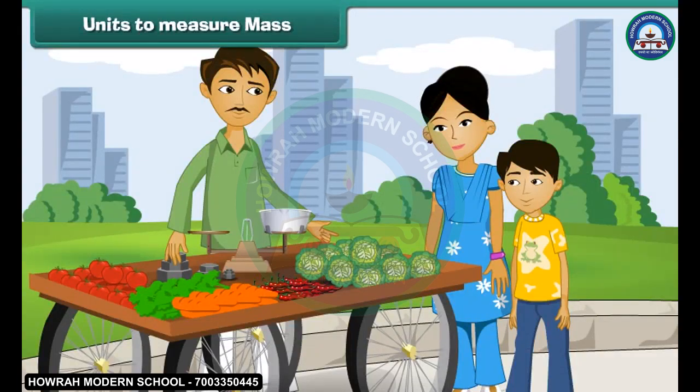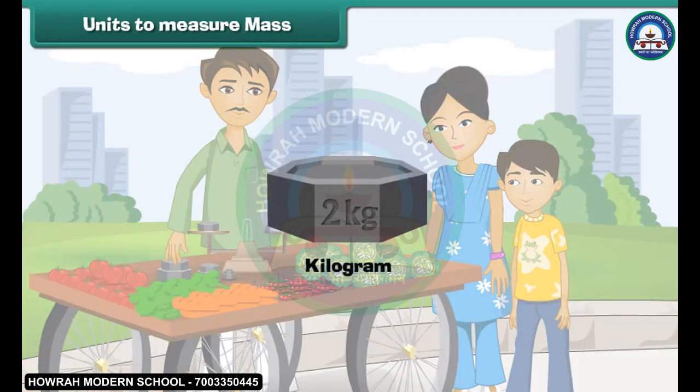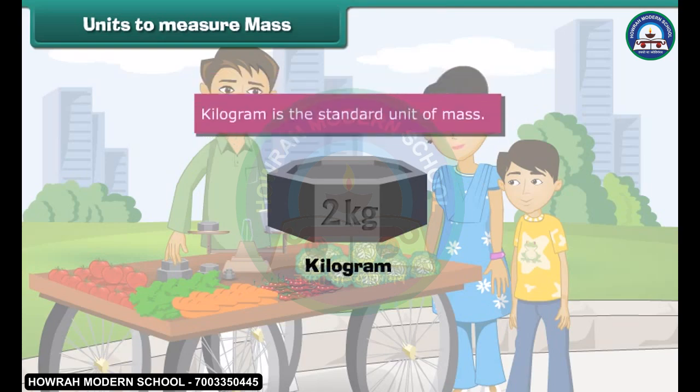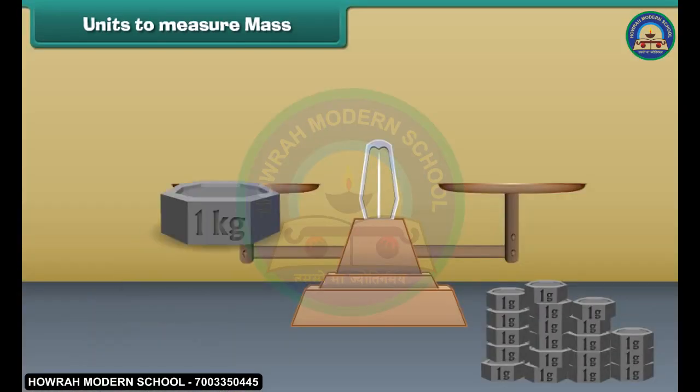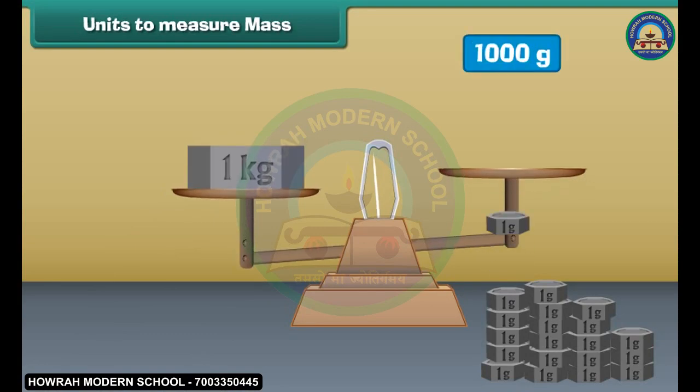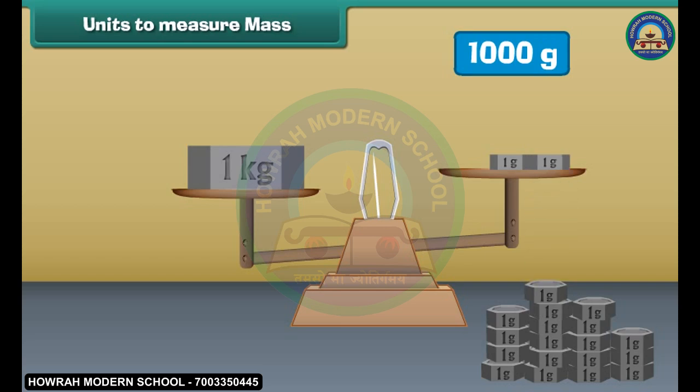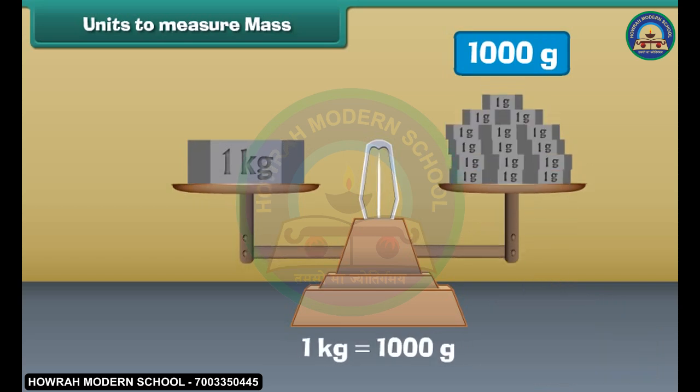You might have gone along with your mother for buying vegetables. You must have heard your mother asking the vegetable seller for 1 kilogram cabbage, 5 kilograms potatoes, 100 grams green chili, etc. Kilograms and grams are the two units used for measuring mass of substances, among which kilogram is the standard unit of mass. If 1 kilogram is divided into 1000 parts, then 1 part is called a gram. This means 1 kilogram is equal to 1000 grams.